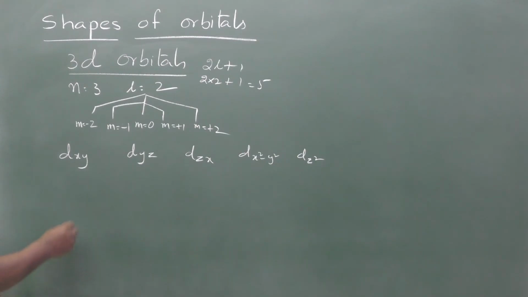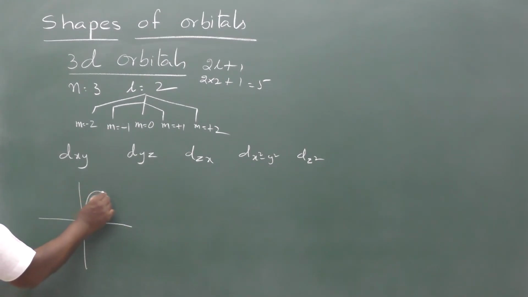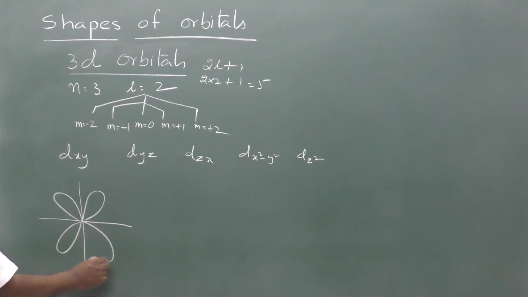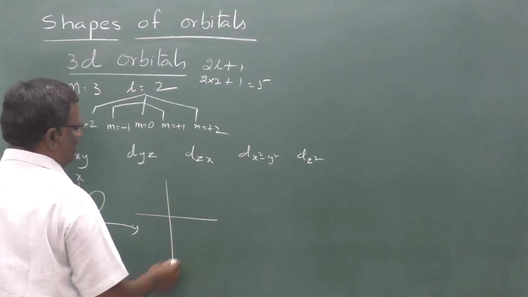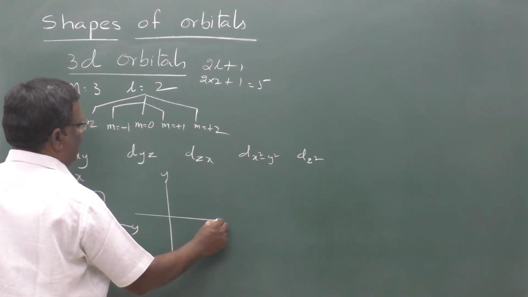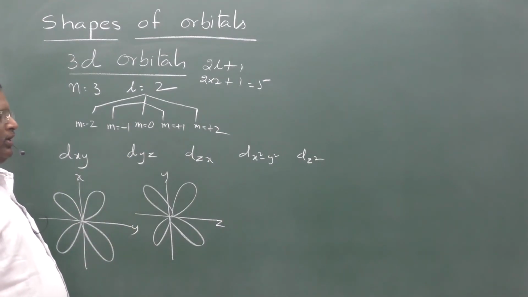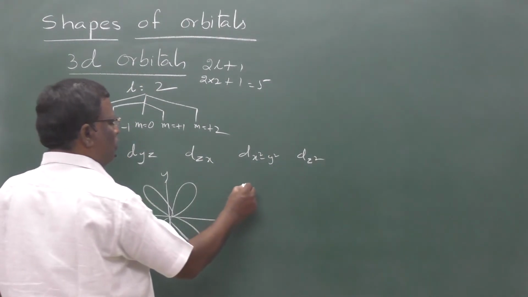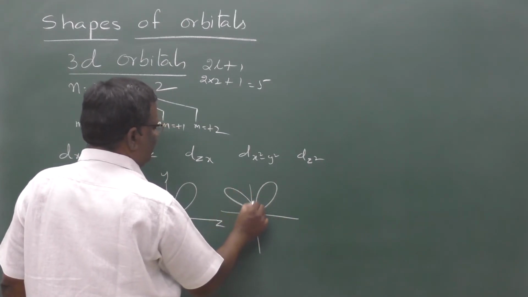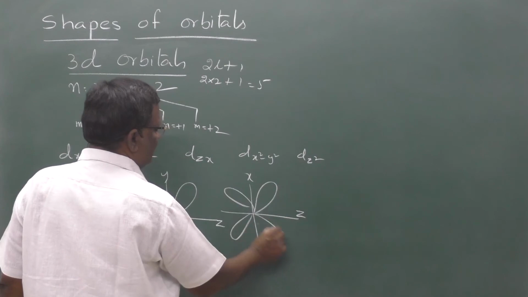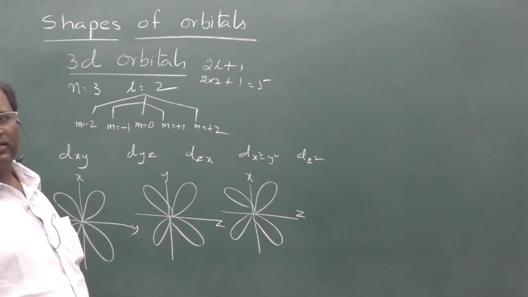D sub energy level or d orbital will have 4 lobes. It is in a double dumbbell shape. If the 4 lobes of d orbital are oriented in between x and y axis, that orbital is said to be dxy orbital. If the 4 lobes of d orbital are oriented in between y axis and z axis, then that orbital is said to be dyz orbital. And if 4 lobes are oriented in between x axis and z axis, that orbital is called dxz orbital.